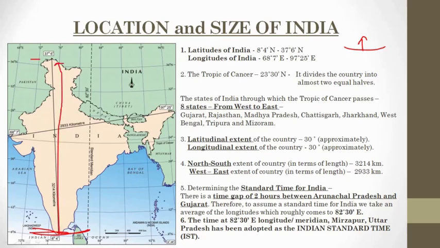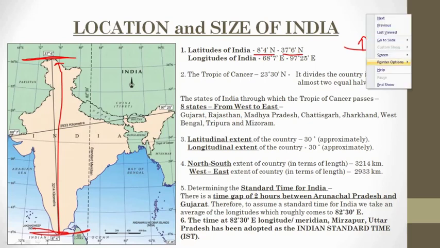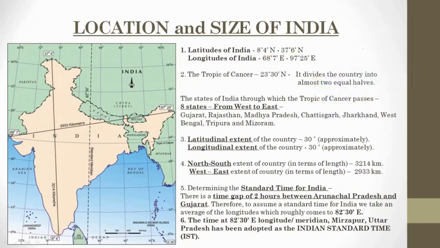Here you are going to find the northernmost limit or the northernmost latitude which touches India's borders. And this comes as 37 degrees 6 minutes north latitude. So these are the latitudes for India, 8 degrees 4 minutes north to 37 degrees 6 minutes north. North of what? North of the equator. I hope this concept is clear to you people.